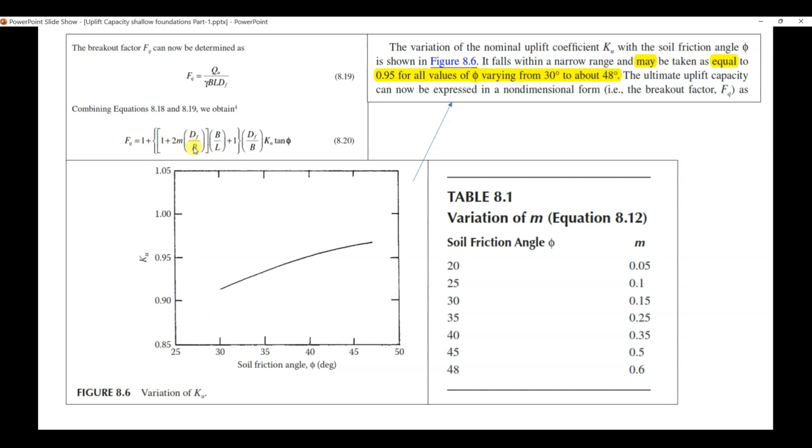The other factor we need is m. m can be determined from this table 8.1, based on the soil friction angle. Say again, for a soil friction angle of 30 degrees, we will have m value equals 0.15. Phi value is known to us, right? Before we are doing this calculation, we know the phi value from our soils report.